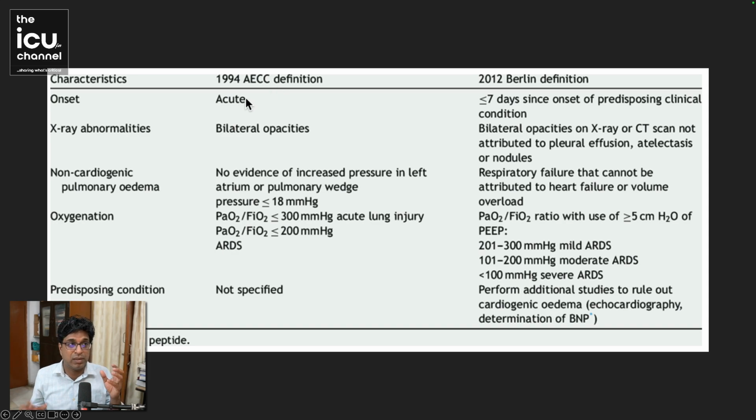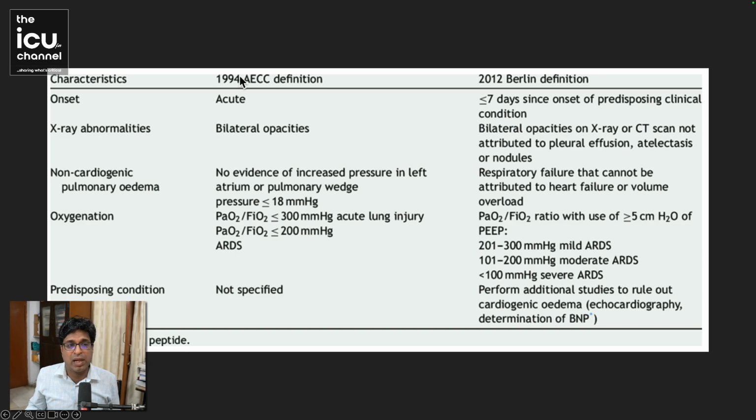Now, it was defined as acute, but it didn't define whether it's weeks, hours, months, whatever. So the 2012 Berlin definition gave this answer. It should be less than 7 days from the onset of the predisposing clinical condition. Suppose a trigger happened, pancreatitis developed, or pneumonia develops, then within 7 days the onset of ARDS should be there. So this was the first difference. This is the Berlin definition, this is the AECC definition.